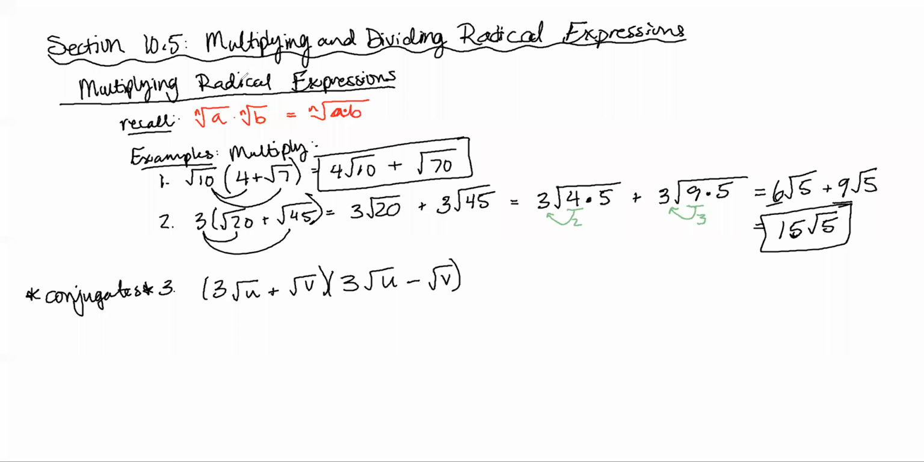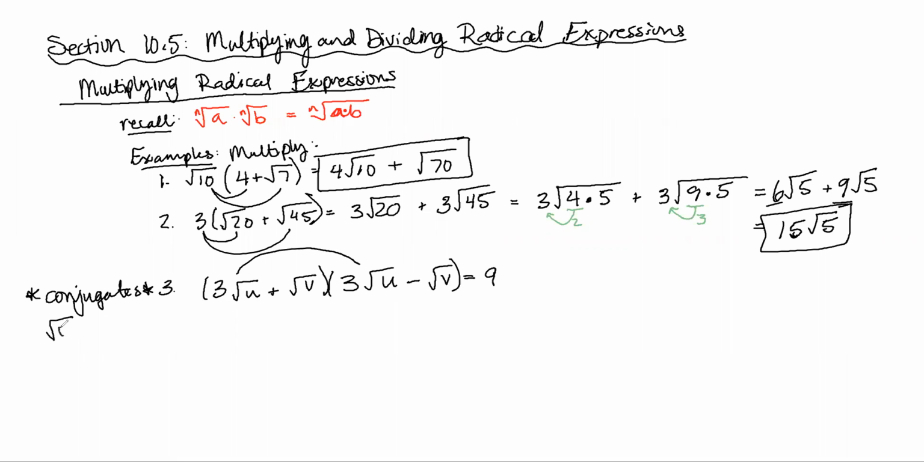All right, so we have 2 terms in each. So we're actually going to FOIL this out. So we'll multiply our first terms first. And when we do this, we have a 3 square root of u times 3 square root of u. So doing this, we're going to multiply the 3. So 3 times 3 is 9. So you multiply the outside part. And then we're going to multiply the radicals. So square root of u times the square root of u.